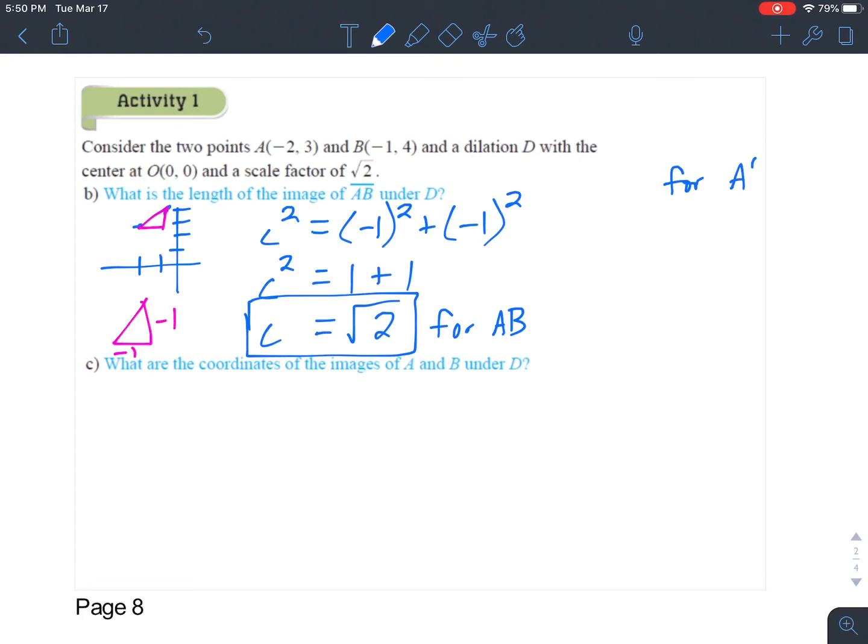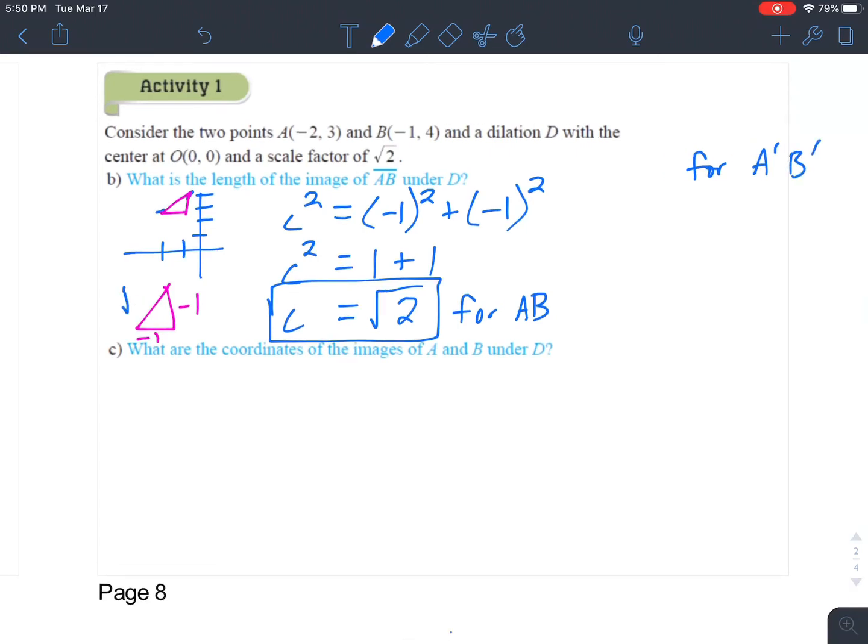So for A prime, B prime, well, we figured out now that the hypotenuse is the square root of 2. So we just need to take our answer, square root of 2, and then multiply it by the scale factor to find the new length. So if we do square root of 2 times the square root of 2, well, that becomes square root of 4, and therefore the length of the image A prime B prime is going to be 2.